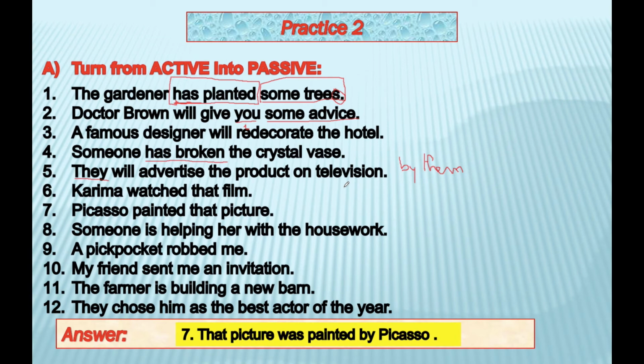Someone is helping her with housework. So the main verb is "helping" and the object is "her". When we change it to the subject, it becomes "she". She is being helped with the housework by someone. A pickpocket robbed me. Here, similar things. It's "me", it's an object. And when we change it, it changes to "I". It's: I was robbed by a pickpocket.